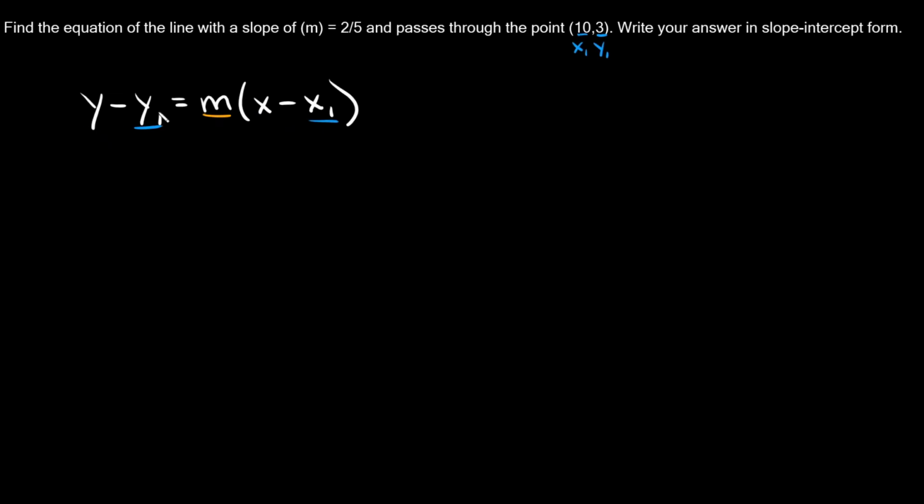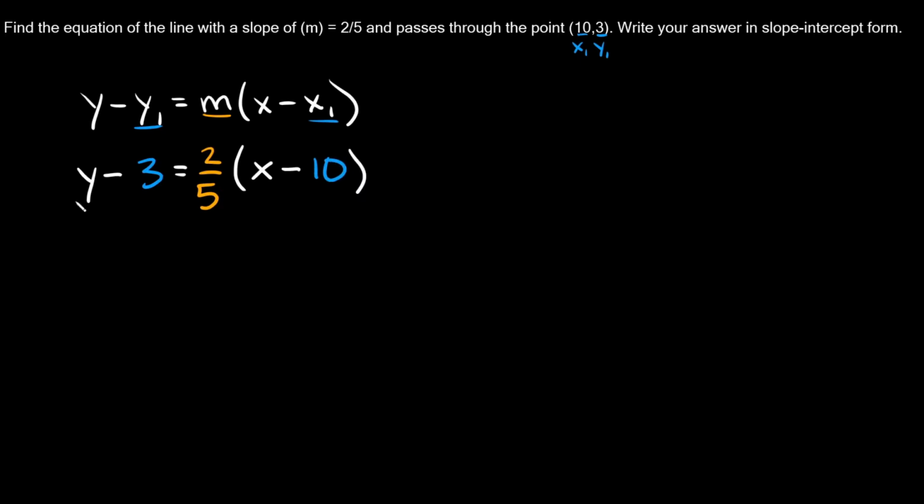Let's plug in our values. Here we're going to have y minus y1, and y1 is 3. So this is going to be 3, and that's equal to m, and m is our slope, which is 2/5. So we put 2/5 here. Then in parentheses, we have just x, minus x1, and x1 is your x coordinate, which is 10. Then we close the parentheses.